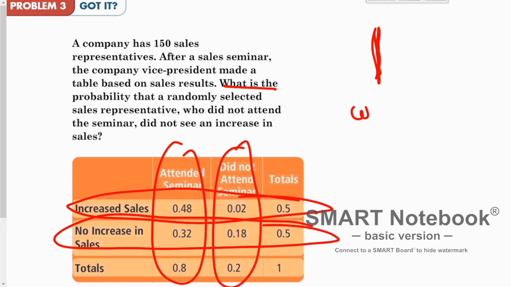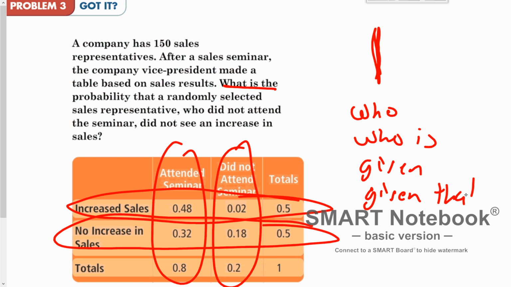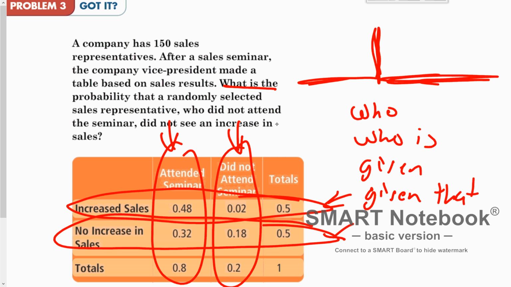So look for those keywords of "who," or "who is," or "given that." And then what follows those is going to be your condition, right? Which is going to limit your sample space. Right, and then before that, what are you looking for specifically? Okay, all right, so there you go.